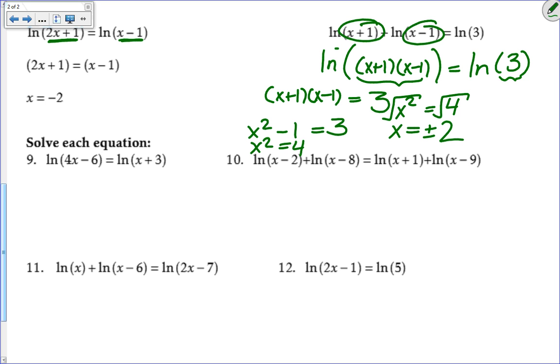What happens? If we put in negative 2 for x, what do we get for that first natural log? We get negative 1, right? Can we take natural logs of negative numbers? No, right? So is negative 2 a solution for our problem? No. It's going to give us these non-real number solutions for our natural logs. So we can throw out the negative 2 answer, and x is going to be what? 2. Okay?